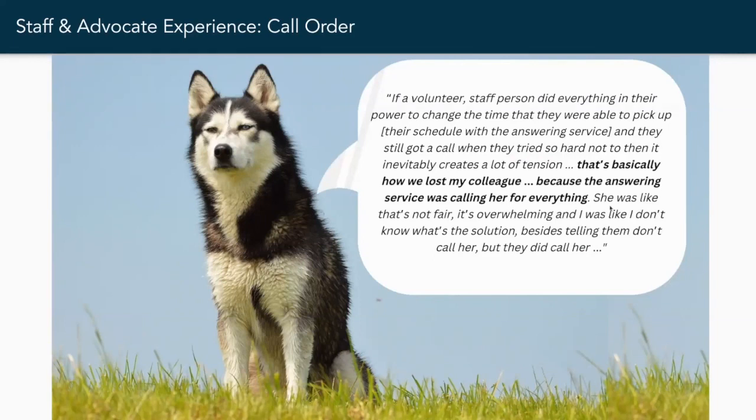So if you look at the last 3 lines or so of this quote right here, you can see that the executive director said, it's overwhelming. And I was like, I don't know what the solution is besides telling them don't call her, but they did call her. And you can see that this organization lost a key staff member because their call order wasn't being followed.